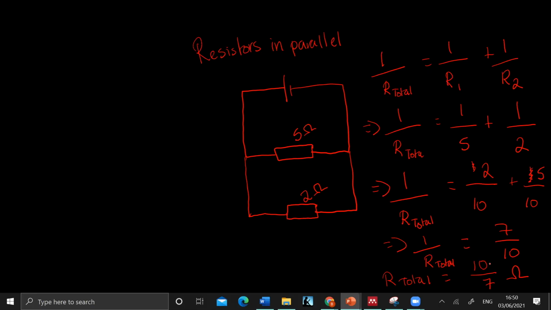Often you leave it as a fraction like that, because that's something to do on a calculator. So if you had another resistor down here, say 3 ohms, you'd still add another fraction, 1 over R3, like that.